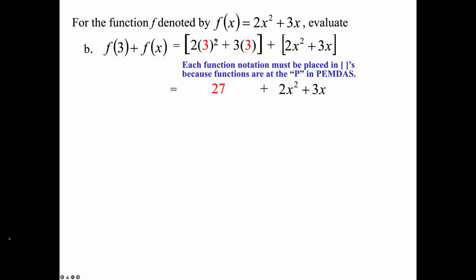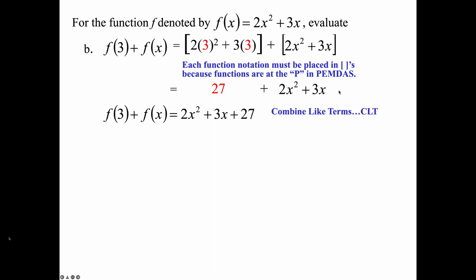All right, so we know this one was 27. And the function being in the parentheses or a grouping symbol, all this has to be done first before you can add the second function to it. Now, 2x squared plus 3x, we're not putting a 3 in for this x over here because that's just f of x. There's no value there. So the x's stay. So we combine like terms if possible, but that's not possible. So we'll just add 27 to the end of this expression.